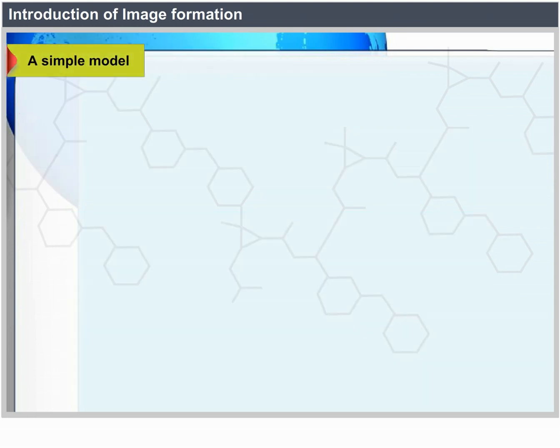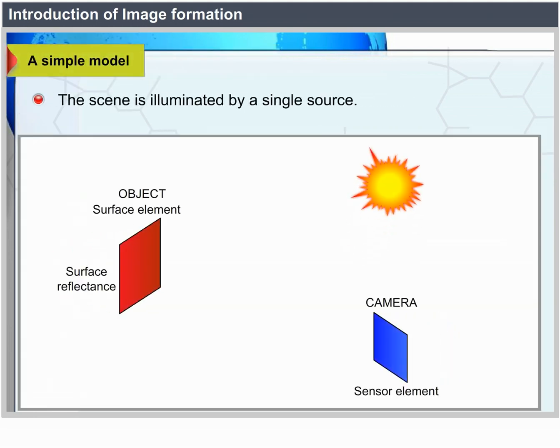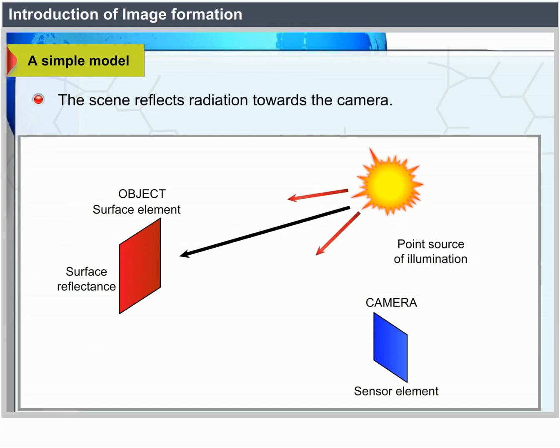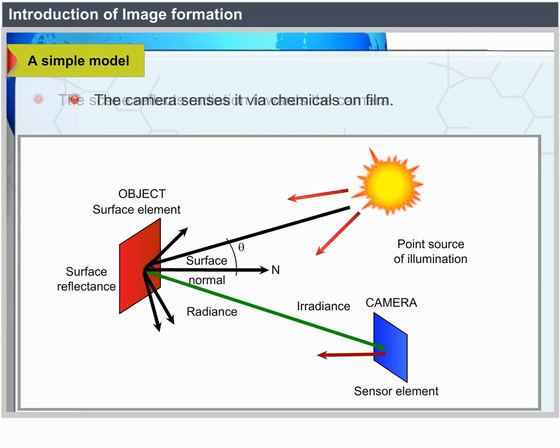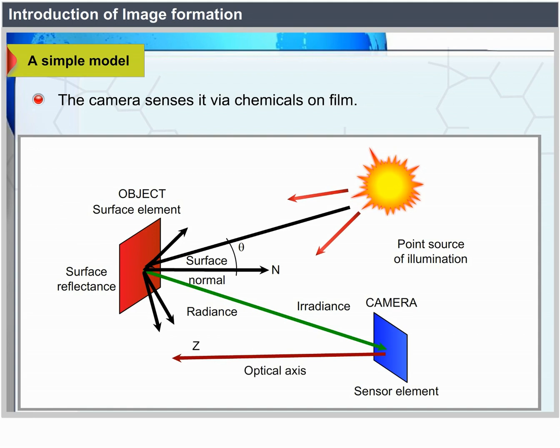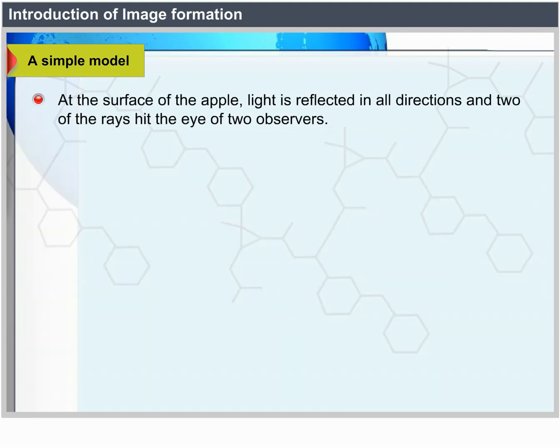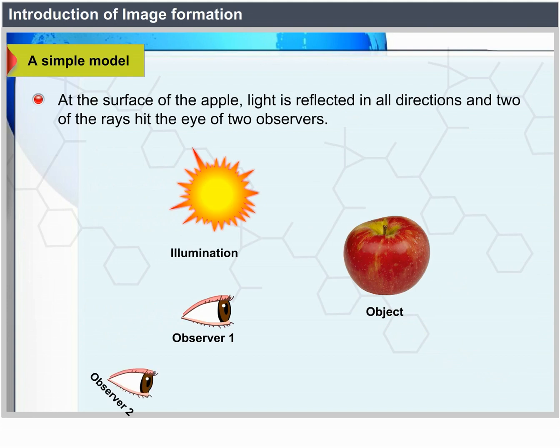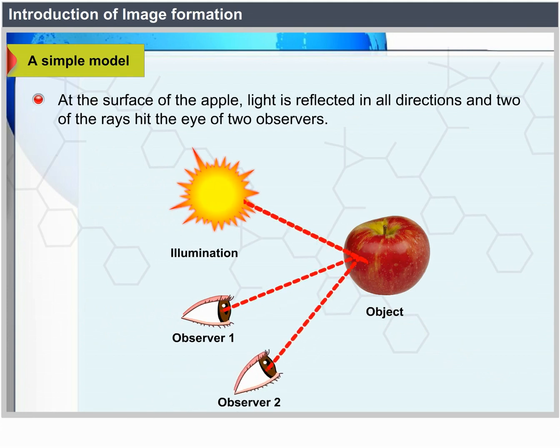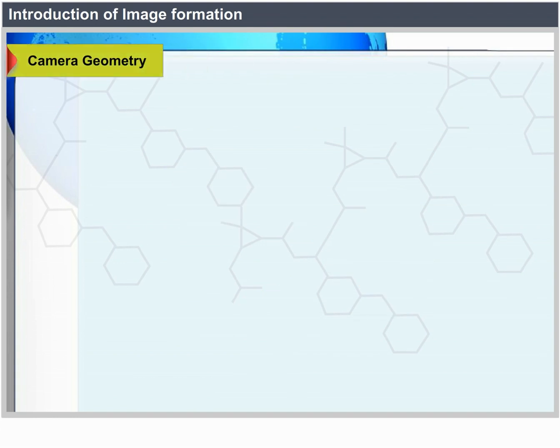A simple model. The scene is illuminated by a single source. The scene reflects radiation towards the camera. The camera senses it via chemicals on film. At the surface of the apple, light is reflected in all directions, and two of the rays hit the eye of two observers. Camera geometry.